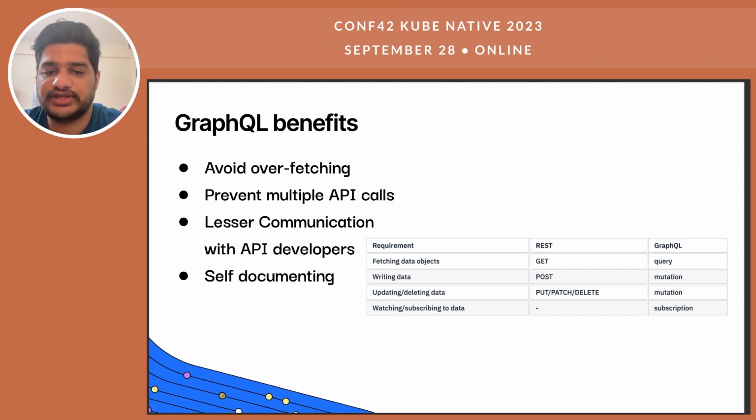Lesser communication with API developers. Sometimes to fetch the exact data you need, especially if you need to fetch more data and want to avoid multiple API calls, you will need to ask your API developers to build a new API. With GraphQL, your work is independent of the API team. This allows you to work much faster and focus on building your product instead of worrying about all the backend stuff.